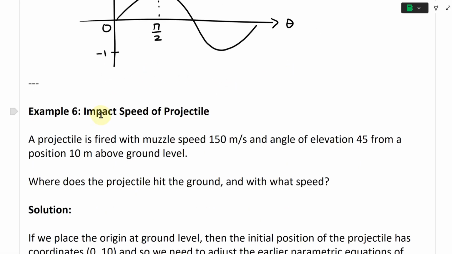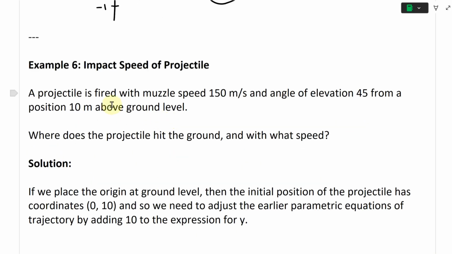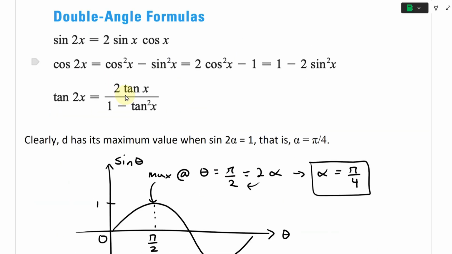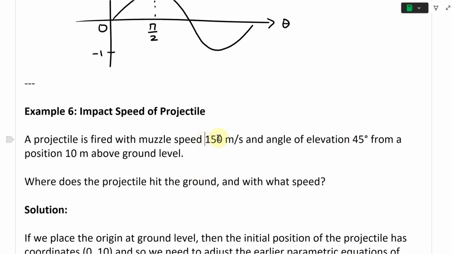So example 6, impact speed of projectile, and this is also going to be hitting the ground. A projectile is fired with muzzle speed 150 meters per second and angle of elevation 45 degrees, from a position 10 meters above ground level. We're asked, where does the projectile hit the ground and with what speed? It's basically the same thing as the previous example, but the only difference is that it's being launched from a height, 10 meters above the ground, at an angle.